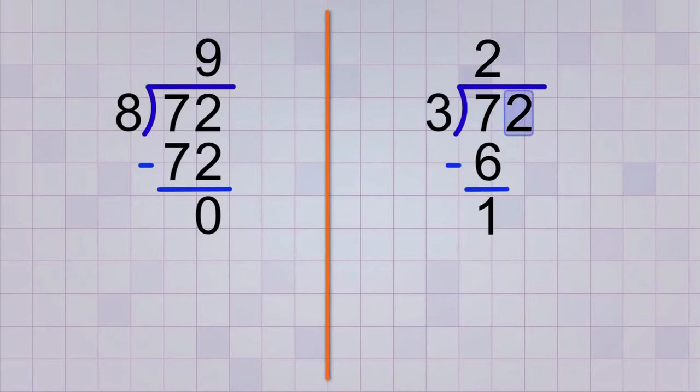Now for the second step. We bring down a copy of the next digit, the 2, and we combine it with the 1 to get a new remainder of 12. Then we ask, how many 3's does it take to make 12? And the answer to that is exactly 4.